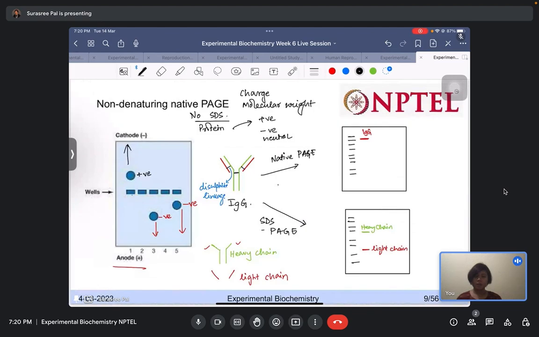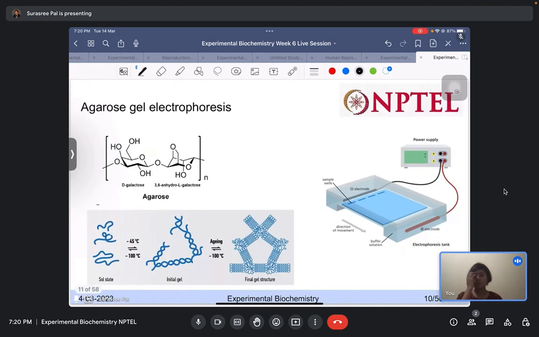Now that is all about our polyacrylamide gel electrophoresis. Now coming to another type of gel electrophoresis, which is agarose gel electrophoresis. Now agarose is a linear polysaccharide.